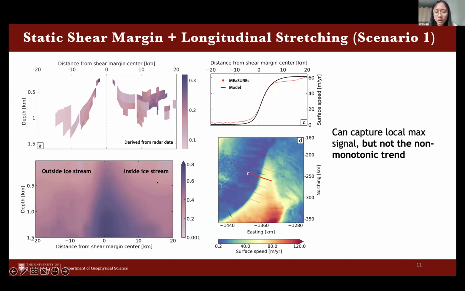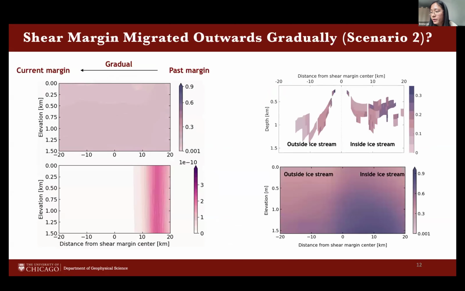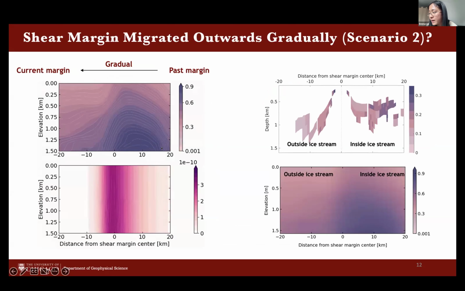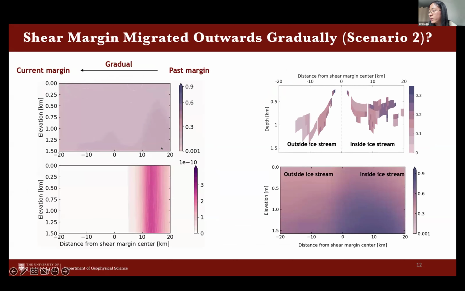In this case, the model, which is on the bottom here, does predict slightly stronger fabrics inside the ice stream, which is encouraging, but it can't really reproduce the non-monotonic pattern that we see in the data, which is strong, weak. We don't really have data at the center, but we know the fabrics should be pretty strong at the center. So in the second scenario, we assume the shear margin migrates gradually from about 15 kilometers inside the ice stream, which is roughly where the anomaly is, to its current day location.